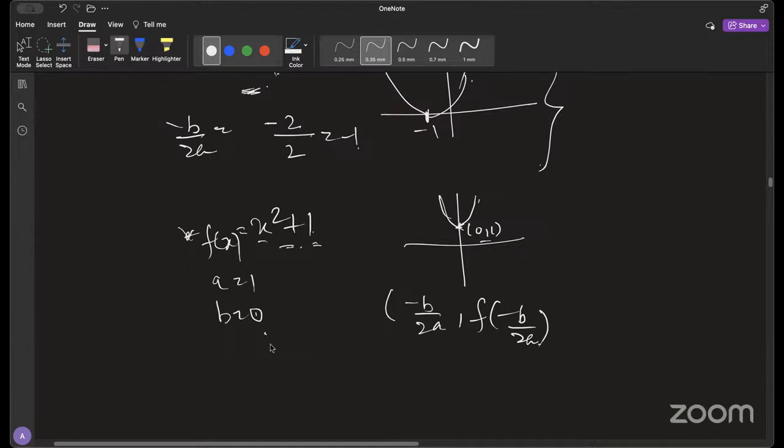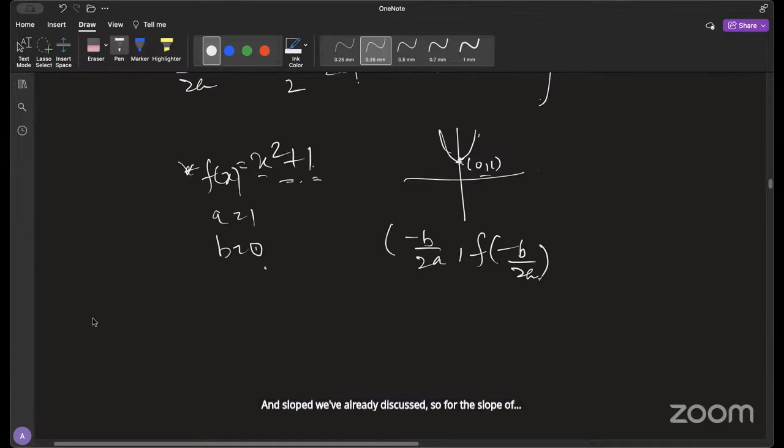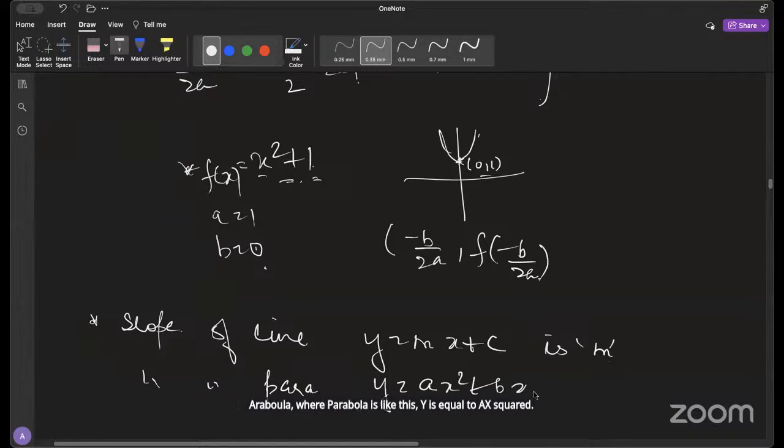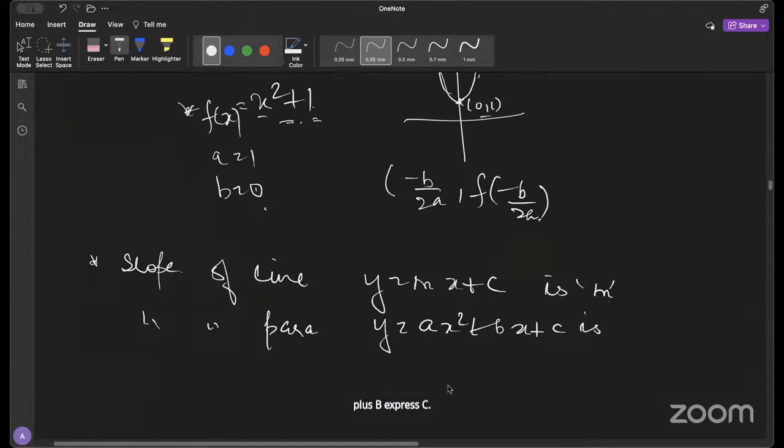And slope we've already discussed. The slope of a line is constant. Each time there's a change of 1 unit in the x coordinate, there'll be a change of m units in the y coordinate. So for y = mx + c, the slope is m, and the slope of a parabola y = ax² + bx + c is 2ax + b.